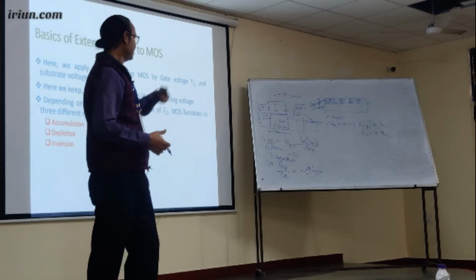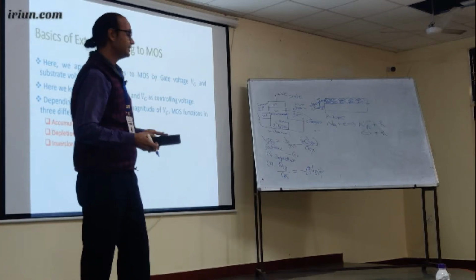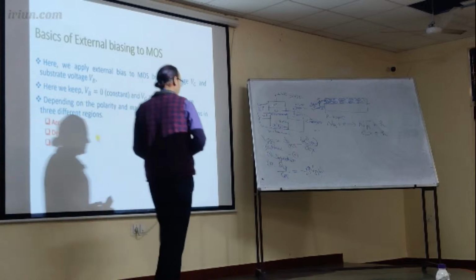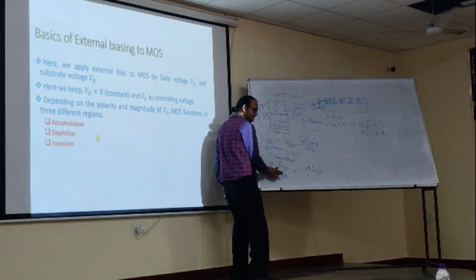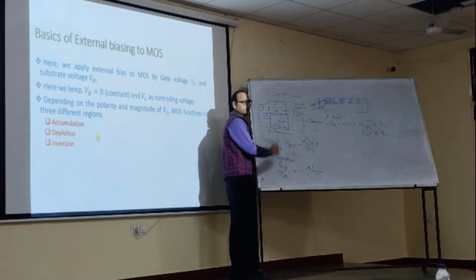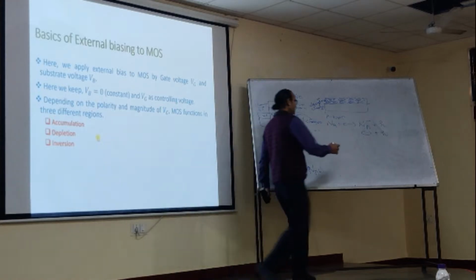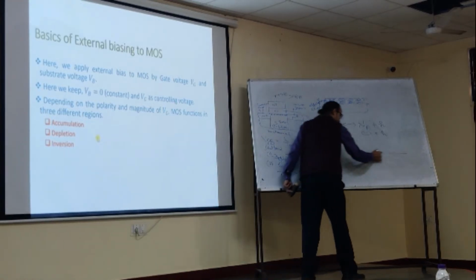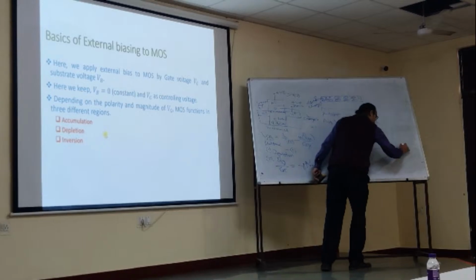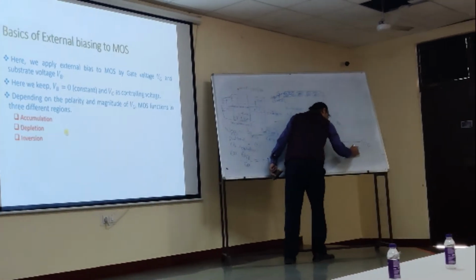I cannot derive everything right now. We are not in that situation. But another part of the voltage is this one, right? Still we are not in strong inversion. So I hope you are trying to get it. So this is Fermi level. This is valence band.